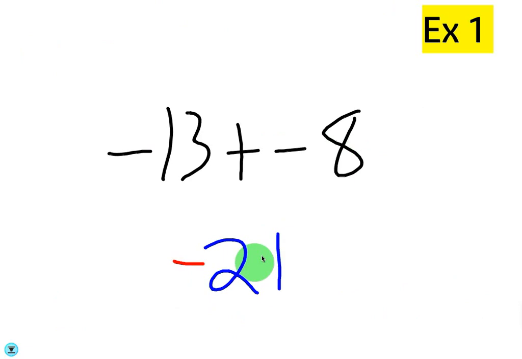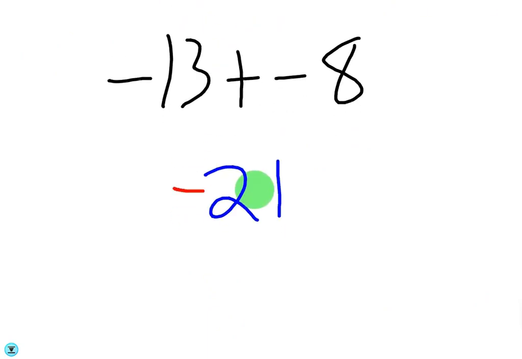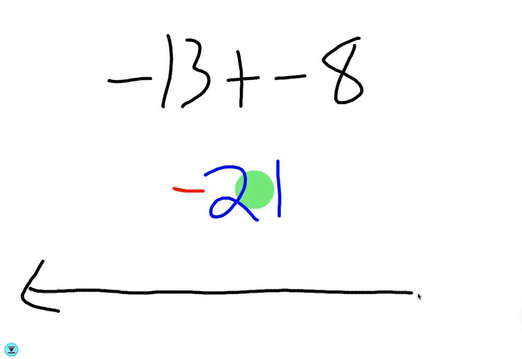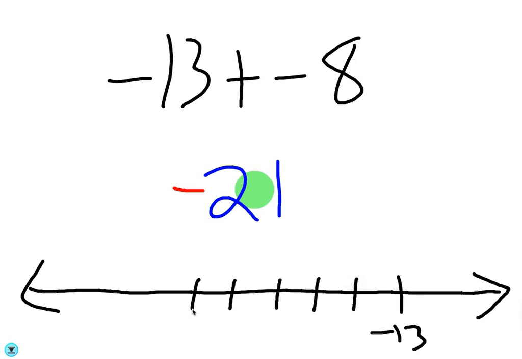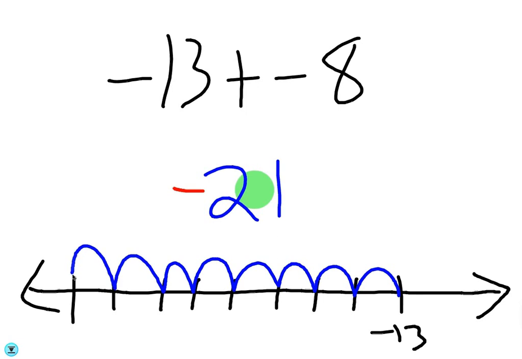Now, if the rule doesn't make sense to you at first and it hasn't clicked just yet, guess what? You can draw the number line, okay? Students all the time are saying, you know what? I don't know why I'm missing this. Well, you can always draw the number line. The number line's not going to lie to you. All right, here's -13 over here. If we move 8 units to the left, 1, 2, 3, 4, 5, 6, 7, 8.